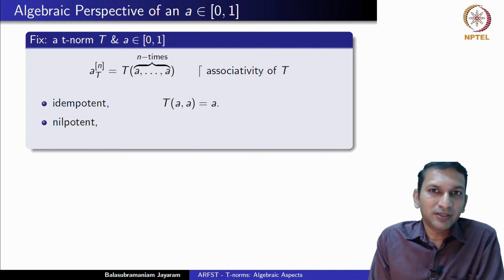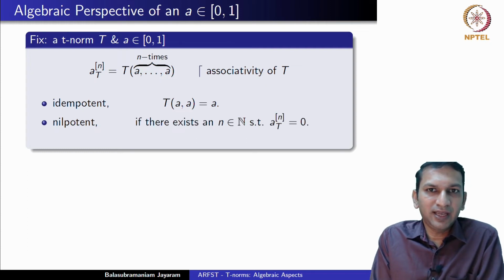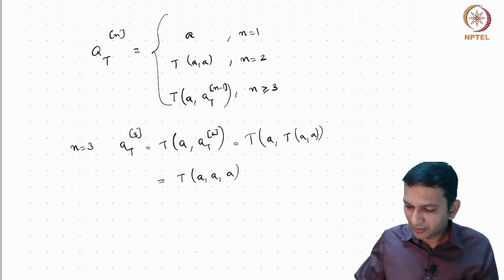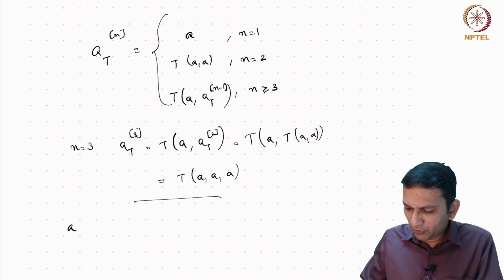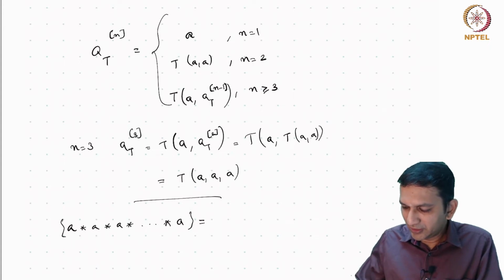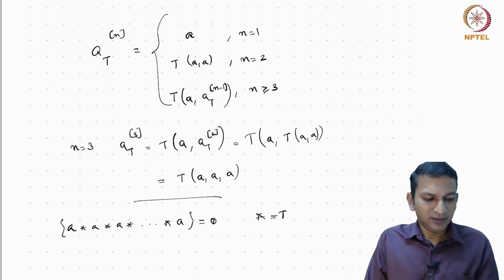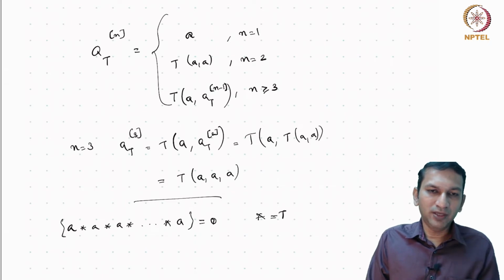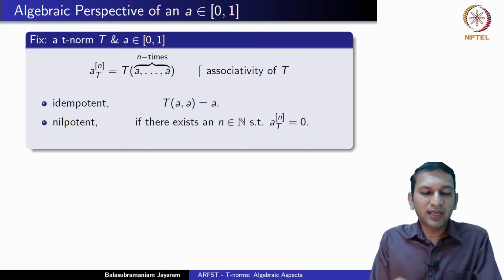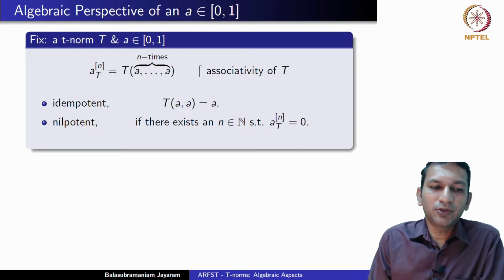What is nilpotent? When do we say an element is nilpotent? If there exists a natural number n such that A_T^n is 0. What does that mean? It means that if an element were to be nilpotent, if you operate on it a finite number of times, it should become 0. Here I'm using the infix notation, where the star is a T-norm T. So if an element possesses this property with respect to the chosen T-norm, we say that element is a nilpotent element with respect to the T-norm T.